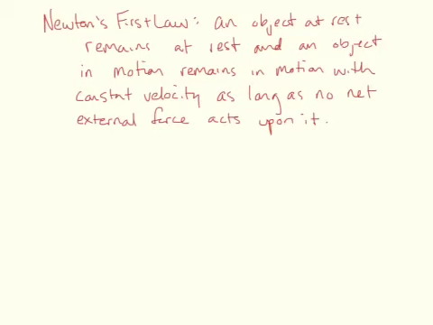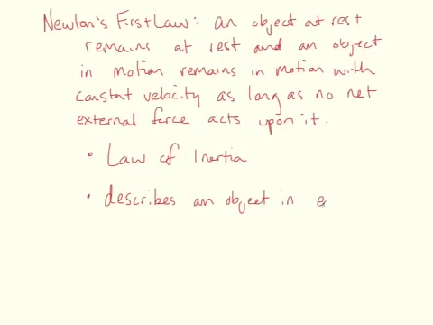Second of all, Newton's first law is often called the law of inertia. Inertia is the tendency of an object or of matter to maintain its state of motion. And that's what Newton's first law says. If there's no net external force acting on an object, it will maintain its state of motion. So it's called the law of inertia. And this law describes an object that we call in equilibrium. So if an object is in equilibrium, we can tell because it will either be at rest or moving at a constant velocity. And if it's at rest or moving with a constant velocity, that means no net external force acts upon it. So now let's talk about what it means for there to be no net external force on an object.